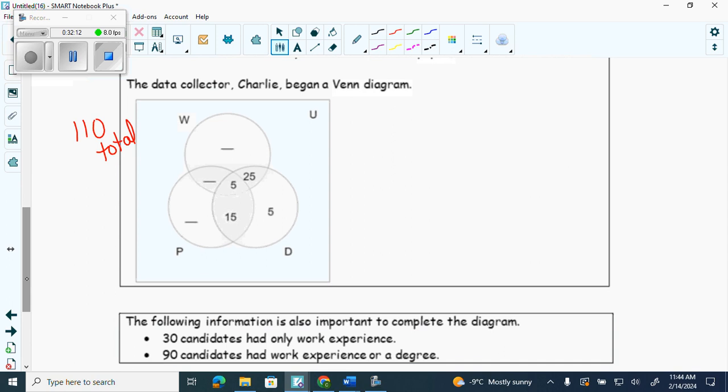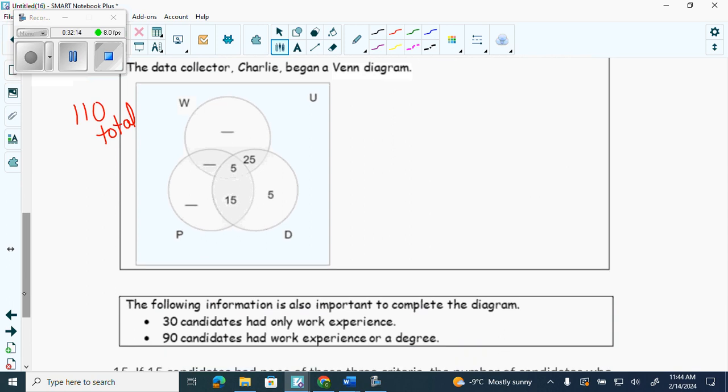Data is collected below. Here's some more information. The following information is also important to complete the diagram. 30 candidates had only work experience. Because it's only, I can go right to a spot, put in a number, go to a region.